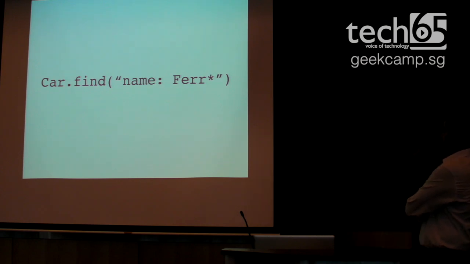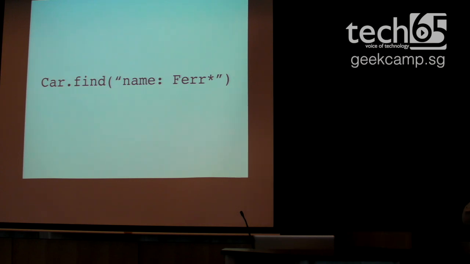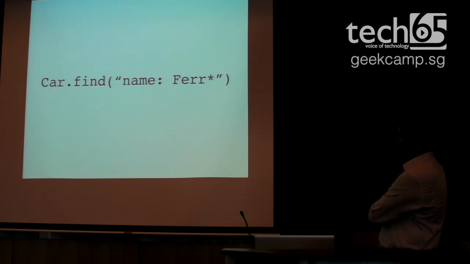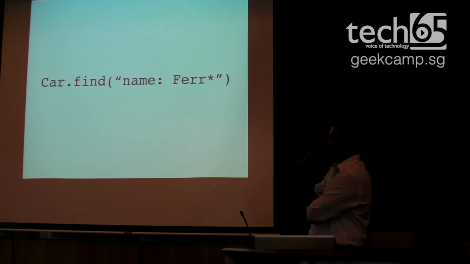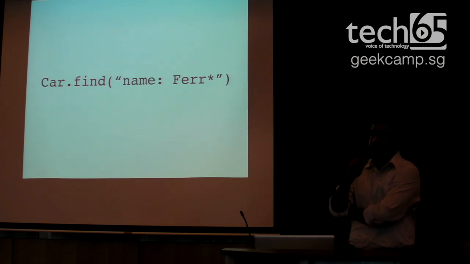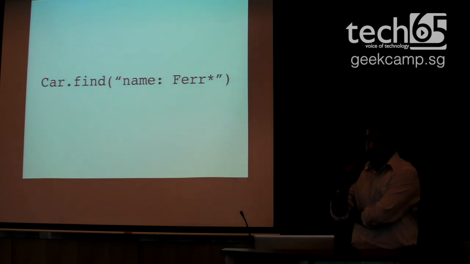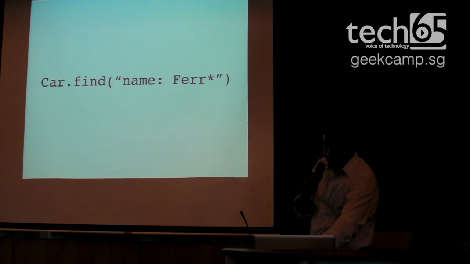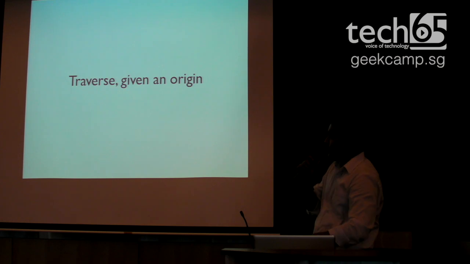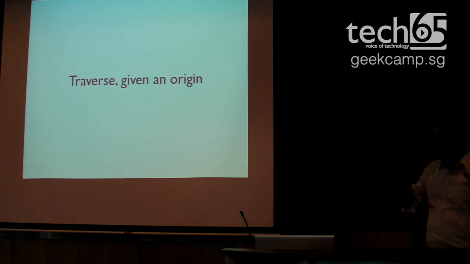So you can say that if I have many cars in my graph database, I can find all cars that start with the name APRR. Okay? So you probably just get back one answer, but it allows you to do these kind of fuzzy queries quite easily. The other thing that you can do is that you can traverse a graph given an origin.